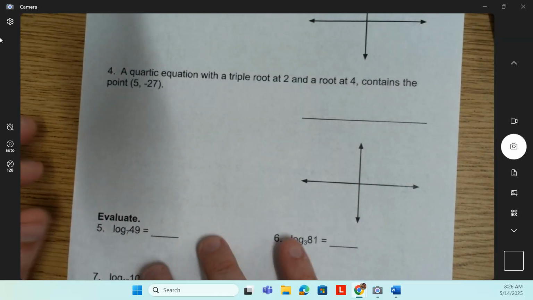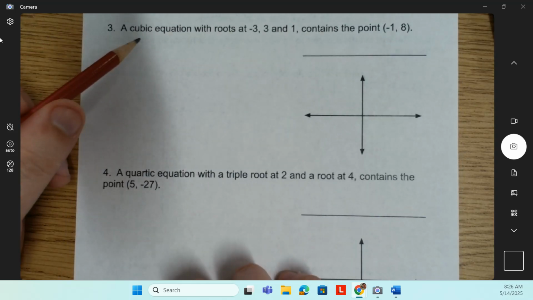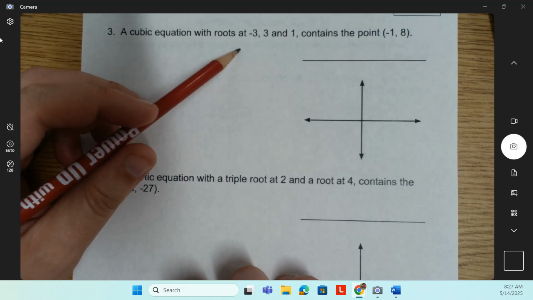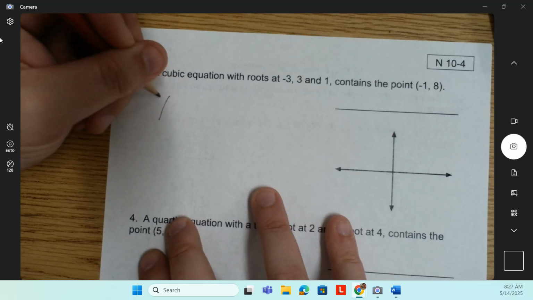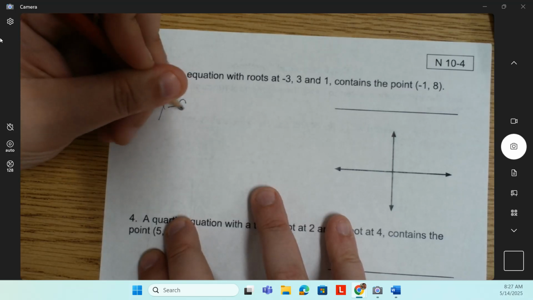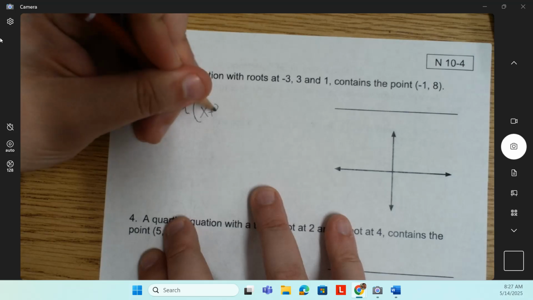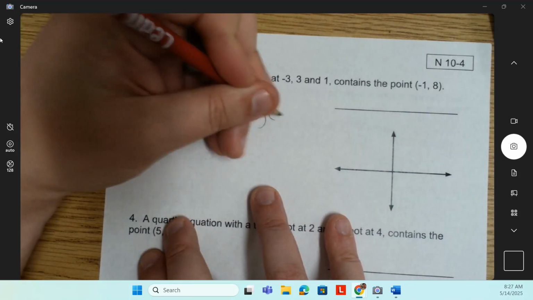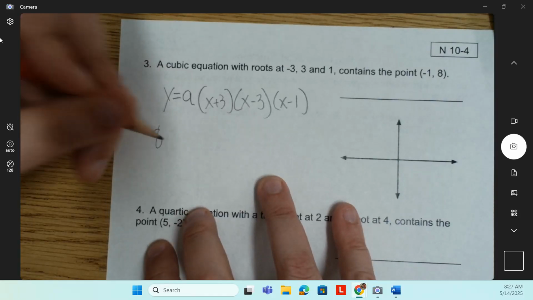Okay, as you go through, we're doing same thing. We will, let's see, cubic equation with roots at negative 3, positive 3, and 1. So we'll look at this one. Remember, we'll have that a value we're looking for. The negative 3 would be x plus 3, and x minus 3, and x minus 1. And I put in an 8 for the y.